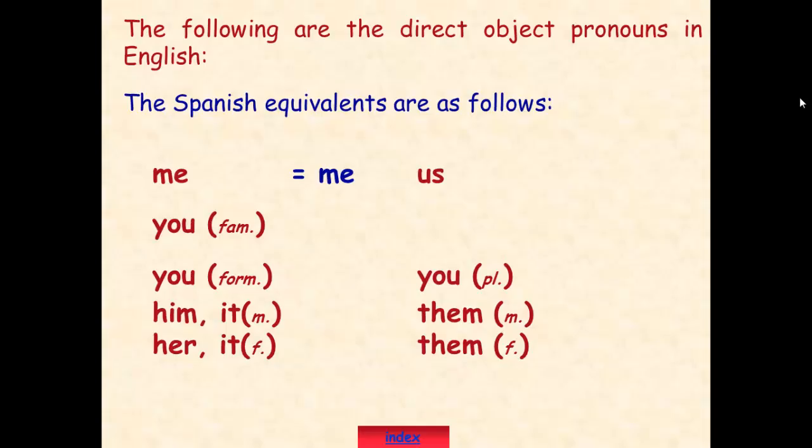So me, you would use that like if I said, do you understand me? Or do you love me? Right? You would say me. And then you would answer back, yeah, I love you, right? You'd say te. Te for you.